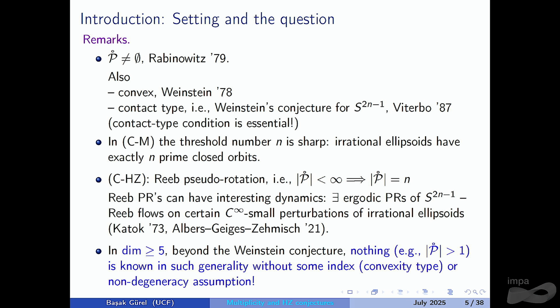Reeb pseudorotations are possibly rare, but they are interesting objects. There are ergodic pseudorotations going all the way back to the work of Katok in the 70s. And what do we know? In higher dimensions, past the Weinstein conjecture, where there is one orbit, we know basically nothing in the generality that I have written here if you don't assume some conditions, some index condition or some non-degeneracy assumption. So we don't know if you have more than one, for example, even for S^5.